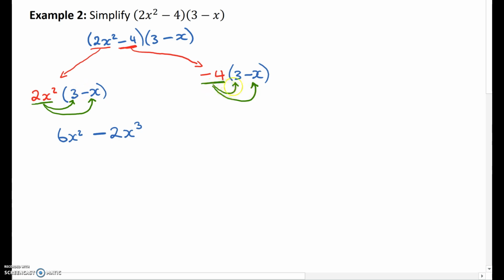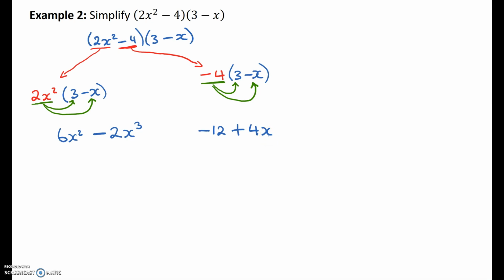Now over here, for the second half of this question, negative 4 times 3, that's negative 4 times positive 3, is going to be negative 12. And then negative 4 times negative x. A minus times a minus is a plus 4 by x. Now, if you look at this, you'll know that there are no like terms, so you're actually done here.